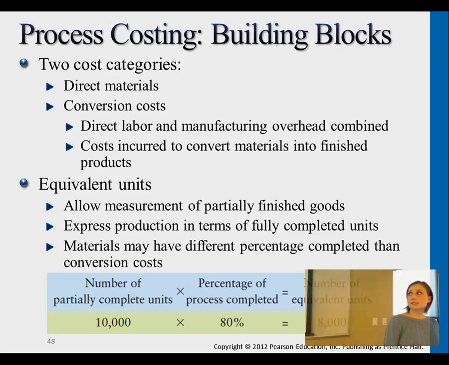Okay, so let's try to sum this up and understand a little better. We have process costing. You remember that we have two main categories: direct materials and conversion costs. Those are the two main building blocks. Conversion costs, overhead.